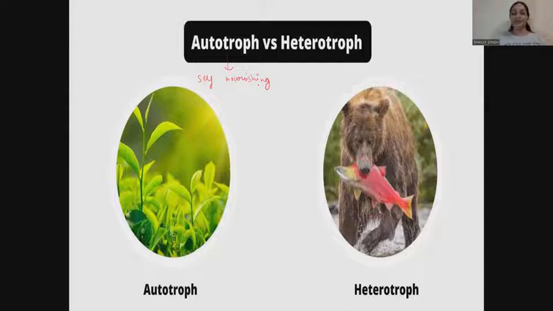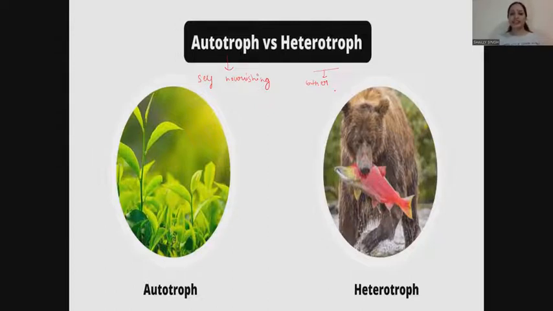In this category, what comes? Green plants, a few photosynthetic bacteria, and algae. Now come to the next category, that is the heterotroph. Hetero means other, and troph means nourishing. So these are those organisms which depend on other organisms for their food. For example, animals, bacteria, and fungi.